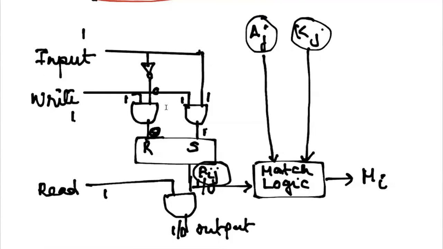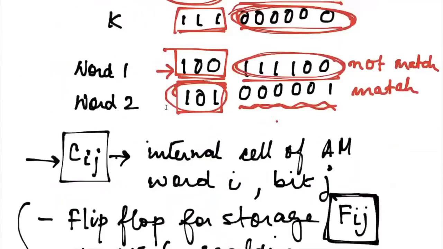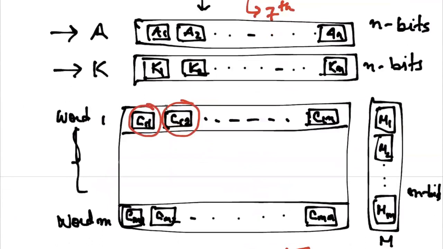So this is one single cell of your associative memory. Like this, the entire associative memory, which we have seen here. What we have seen is only this part, one cell. Like this, each cell of associative memory will have this logic and this circuit. And then after that, there is the match logic circuit, which we will see in the next part.